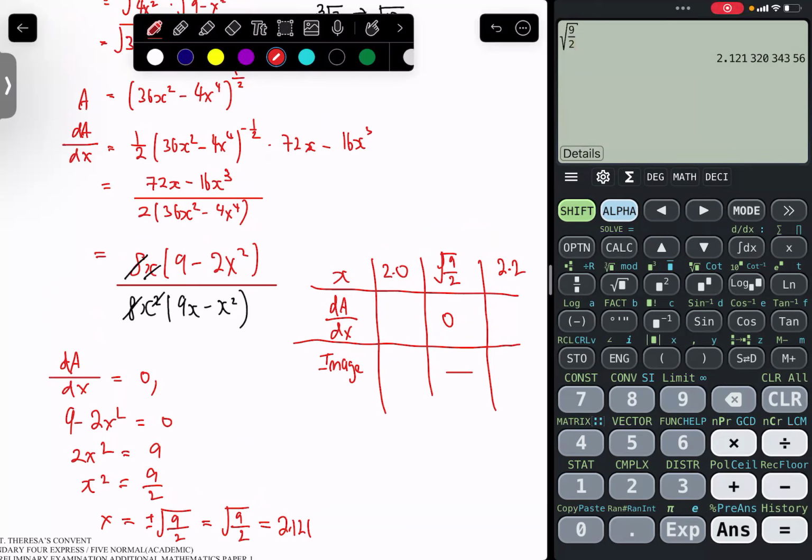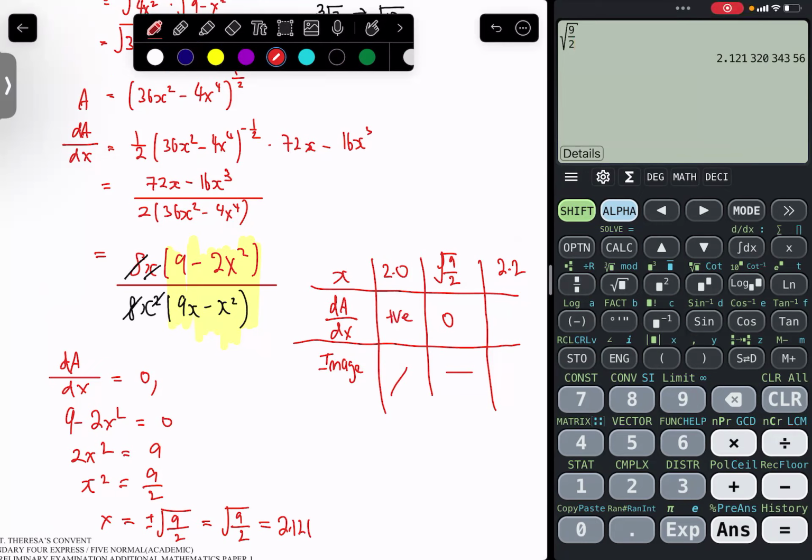So when we sub into dA dx, dA dx is equal to these values down here. Mentally calculate: sub in 2, 2 squared is 4, 4 times 2 is 8, 9 minus 8 equals 1. Top is 1, over x squared is 4, 9x is 18, 18 minus 4 is 14. So 1 over 14, which means it's positive. The image of positive is like this, which really tells me the answer already. dA dx is positive.